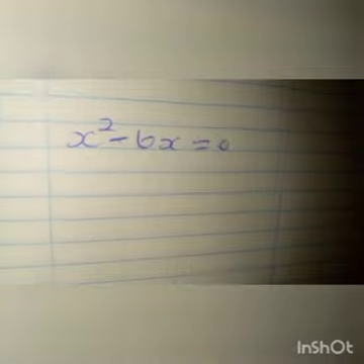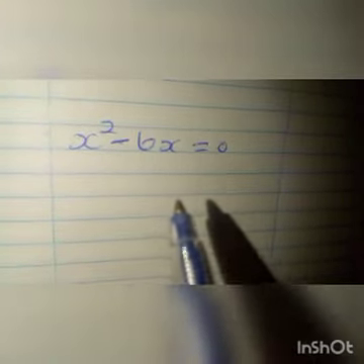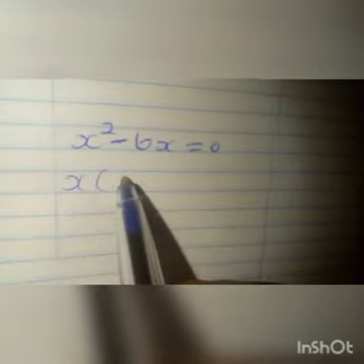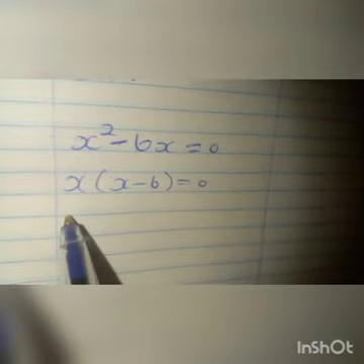Hello guys, let's solve for x. In today's equation, we have x squared minus 6x equals 0. So how do you solve this equation? We have a common factor x, so we're going to take it out. x times (x minus 6) equals 0.